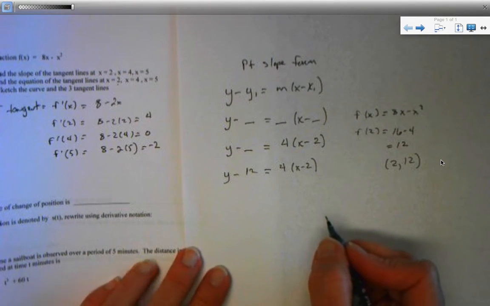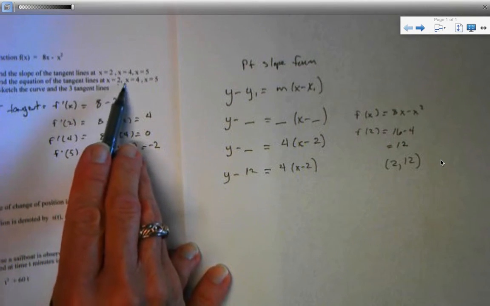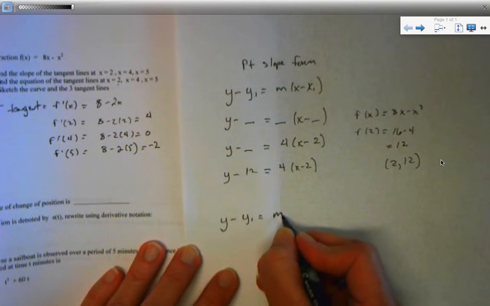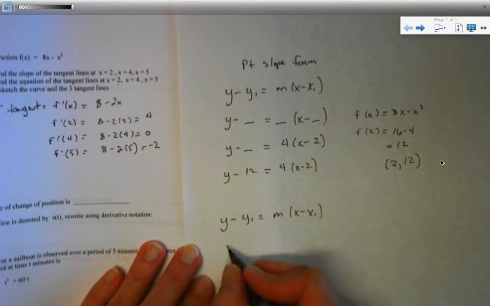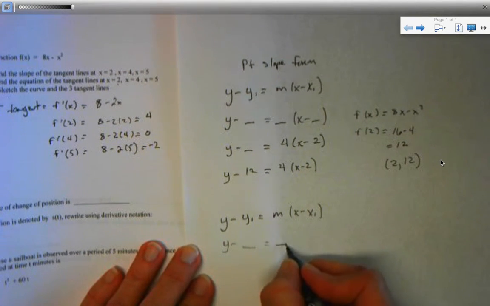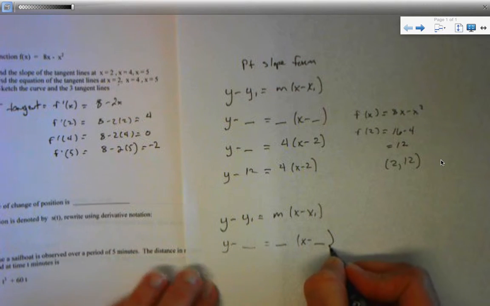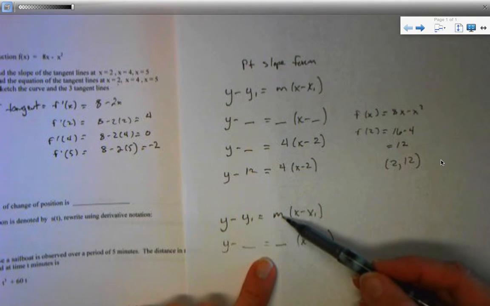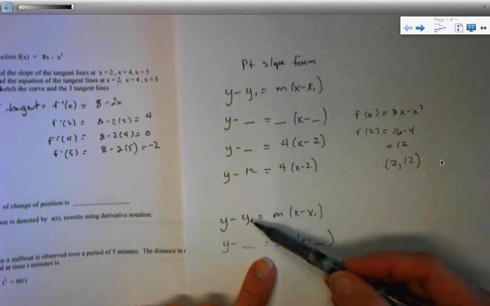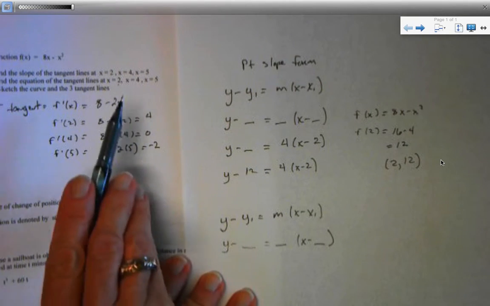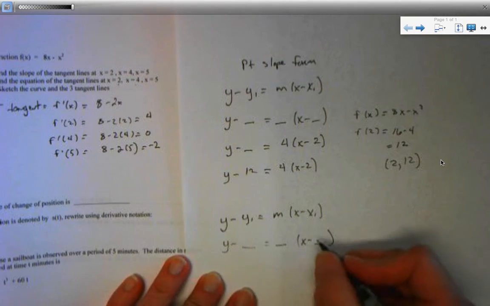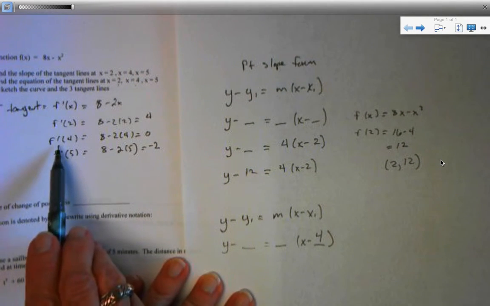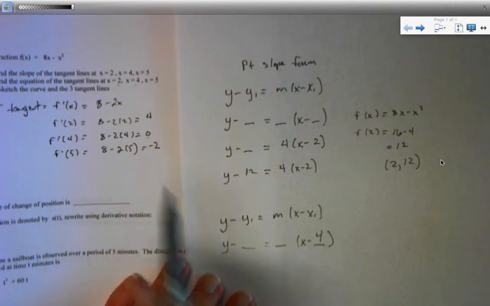Let's do one more. So I want to find the equation of the tangent line when x equals 4. So again, I'm going to use point-slope form, and I'm going to put blanks where I need numbers. All right, so I need a value for which x I'm using, what the slope is at that x value, and what the y-coordinate is at that x value. So I'm going to put 4 in that blank. And I need the slope when x is 4, so the derivative at 4 is 0.